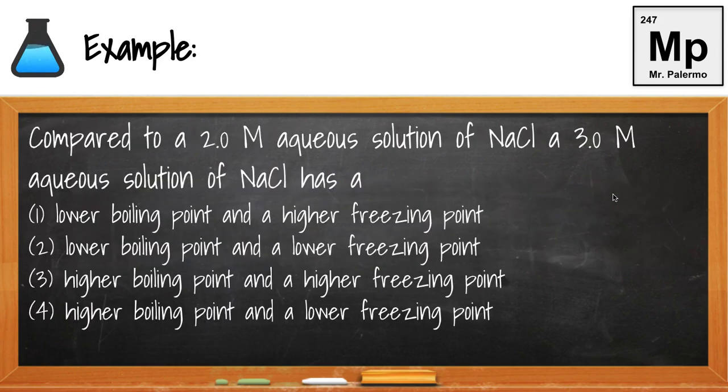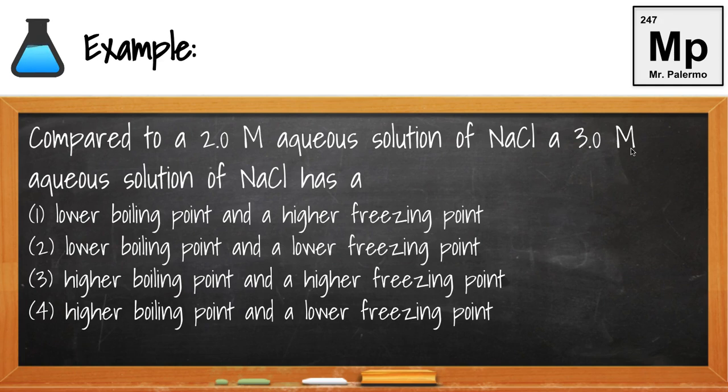So now let's look at if we have the same substance. So we're using sodium chloride, but now one of them is a higher concentration. So we have a 2 molar aqueous solution of sodium chloride and a 3 molar aqueous solution of sodium chloride. So remember, this is molarity, and it's a concentration measurement. And so if we have a higher molarity, that means we have more solute. If we have more solute, we have more particles.